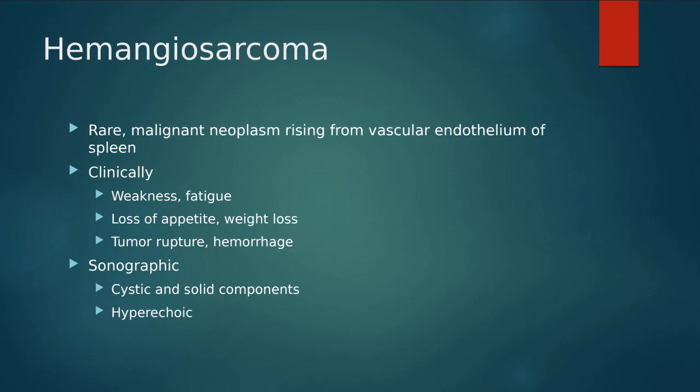So they're going to look very similar to a hemangioma, but we need to be able to give a little bit more information about it. Is there surrounding free fluid in the spleen, right, or near the spleen? If there is, chances are it's probably not just a hemangioma. Chances are there's something else going on.